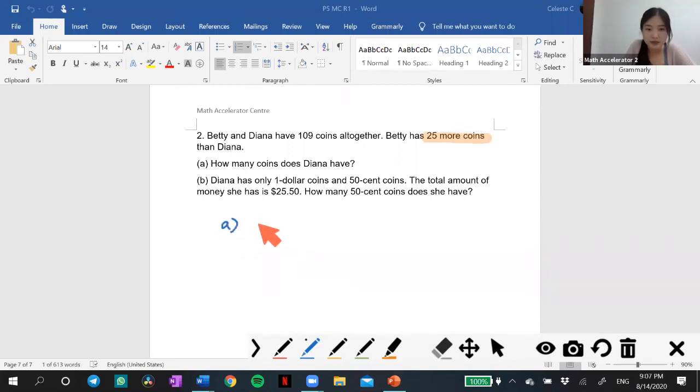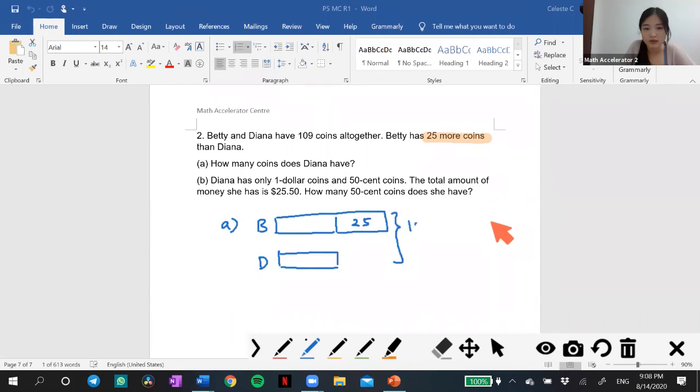So part A, Betty, Diana. Betty has 25 more than Diana. In total, they have 109. So take away the excess of 25 here, the extra, to give you 2 units. So your total is 109 minus away the extra here. 2 units will be, what do you get?